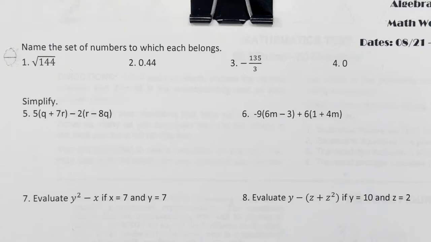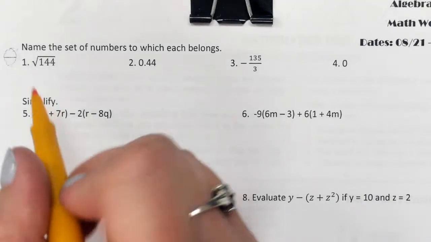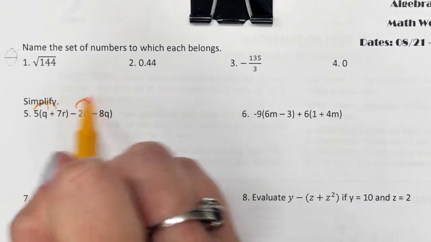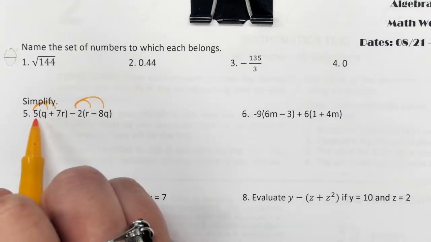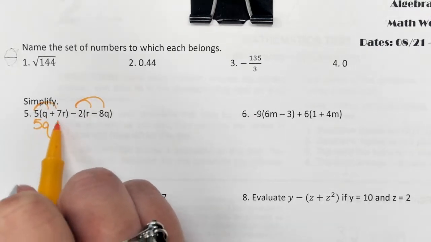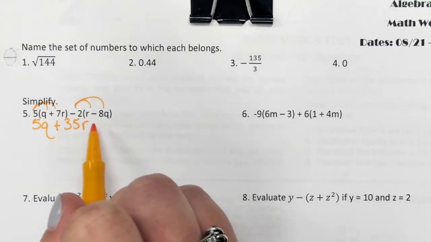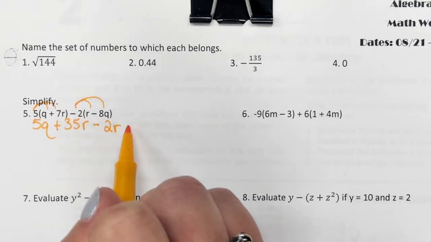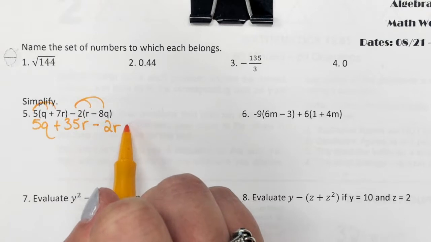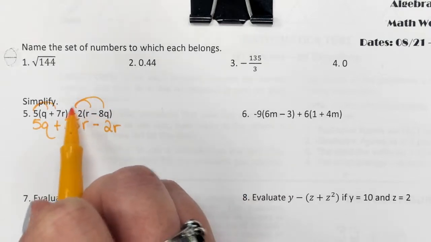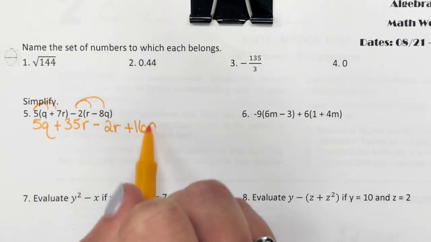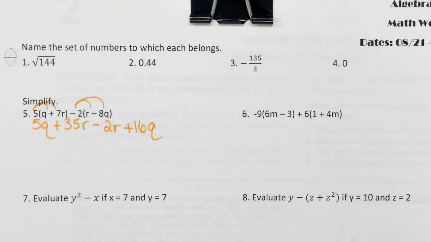Alright guys, what would you do first on number 5? And what would you get when you distribute? Keep going. Two negatives make the positive 16 cubed. There you go. Okay, right here, on your quiz on Friday, this is where we had issues, okay?